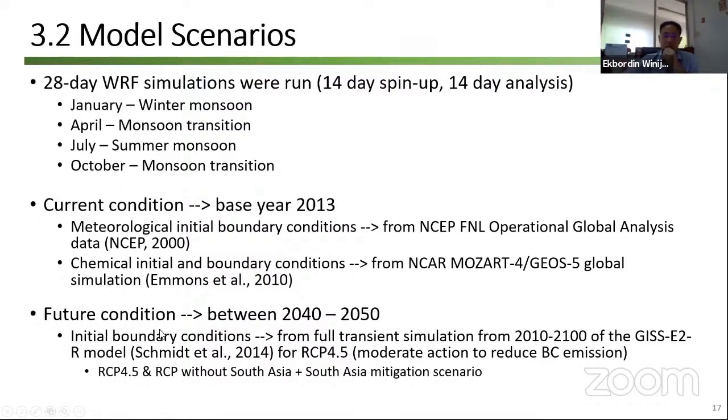And because we are dealing with the future condition, the emission and also the consumption of all fuels are going to be based on the RCP. The RCP is the projection of the emission from 2010 to 2100. And this RCP 4.5 is also used in the IPCC report for climate change, so that the result in this study can be used to compare with other studies.